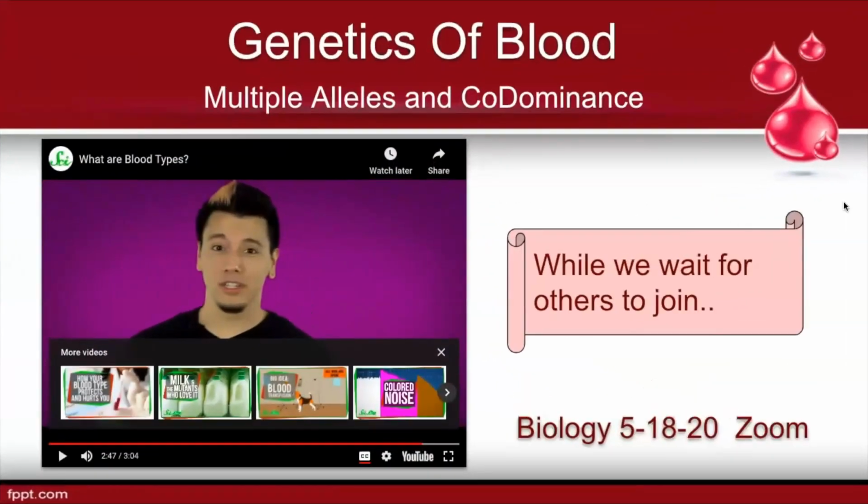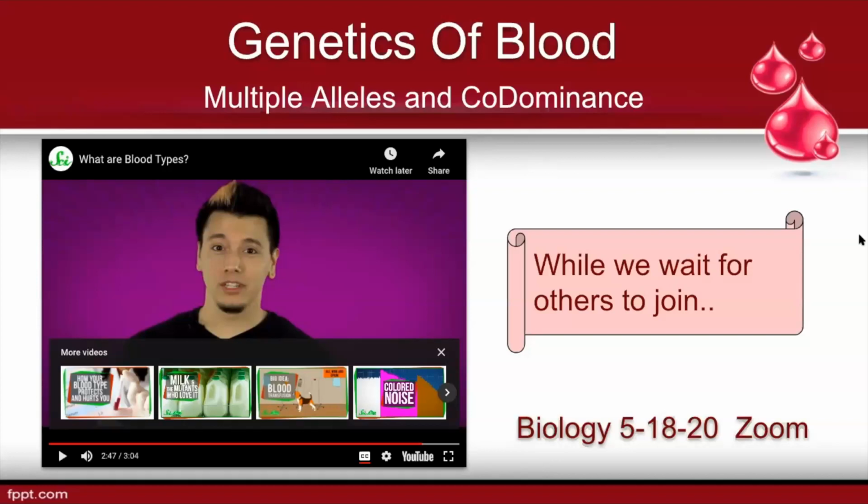Okay, so genetics of blood introduces two new things, multiple alleles and codominance. So we were introduced to alleles last week, and we know they're different forms of a gene. So multiple alleles maybe gives you the idea that there's many different alleles for a single trait.